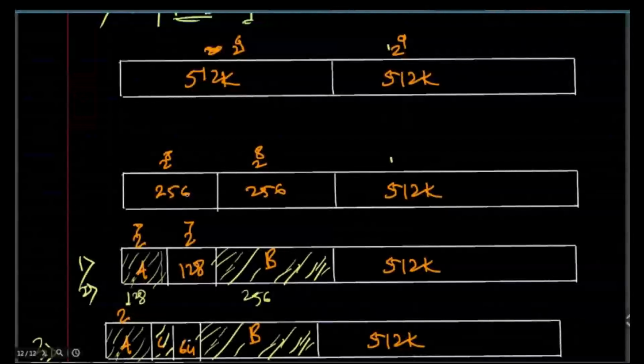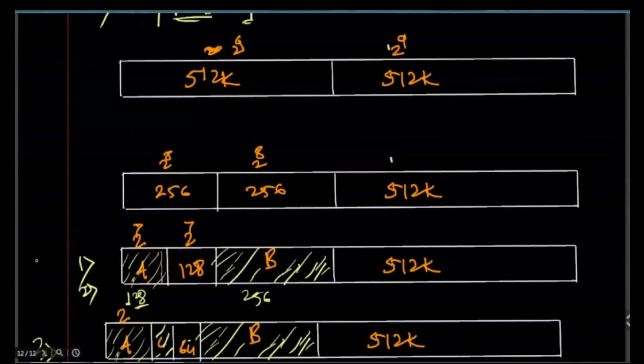Then if we divide 256 into 128 and 128, it is again greater than 100K. So we will divide this 256 into 2 equal parts, 128 and 128, or 2 raised to 7 and 2 raised to 7. Then after dividing this, we check the size. The smallest size is 128. If we divide it further, it will become 64 and 64, but 64 is smaller than 100. So we stop here and allocate the 100K request A in this particular partition.